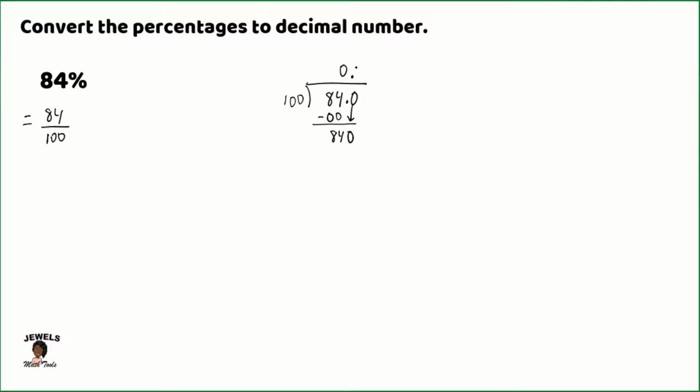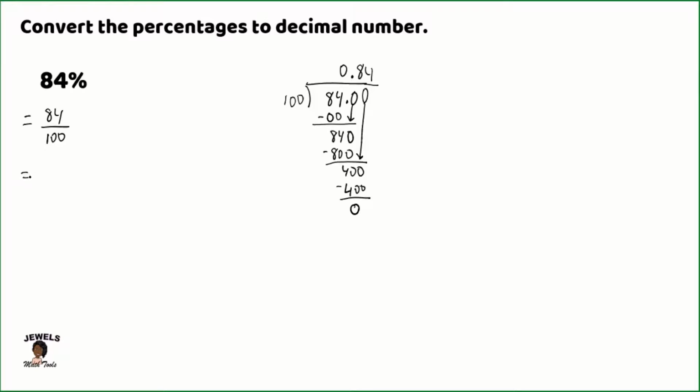100 can go into 840 8 times. 8 times 100 will give us 800. 840 subtract 800 gives us the difference of 40. I'm going to now add another 0, bring down that 0 and change 40 into 400. And 100 goes into 400 4 times. 4 times 100 is 400, and 400 subtract 400 gives us 0.